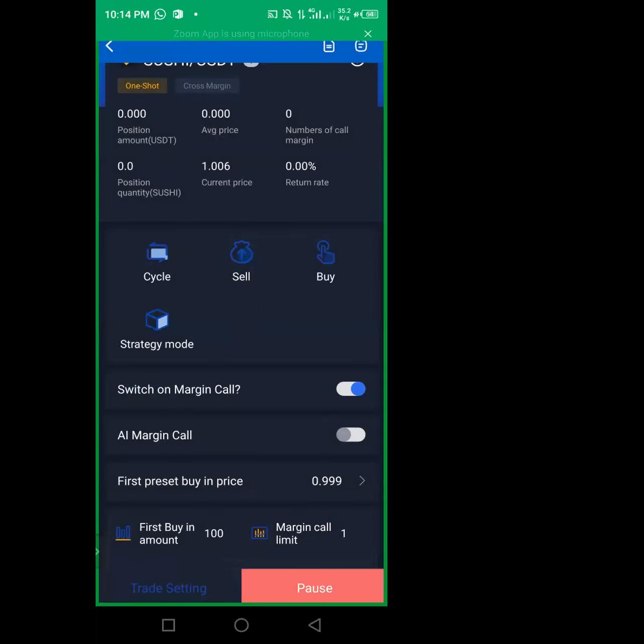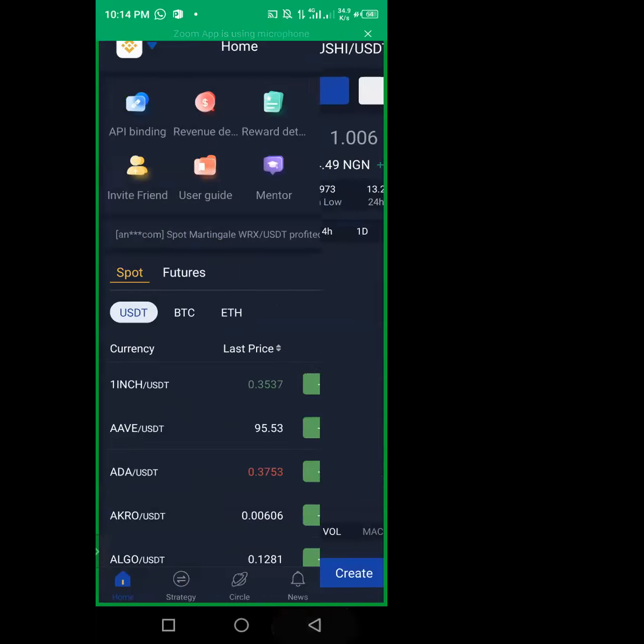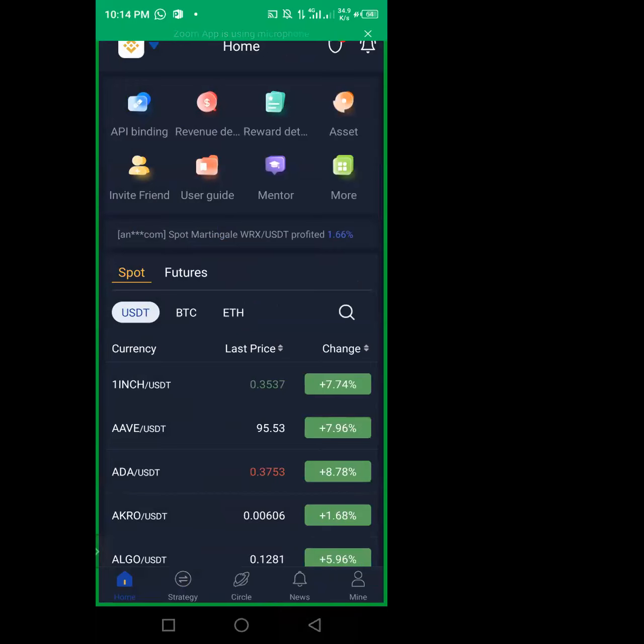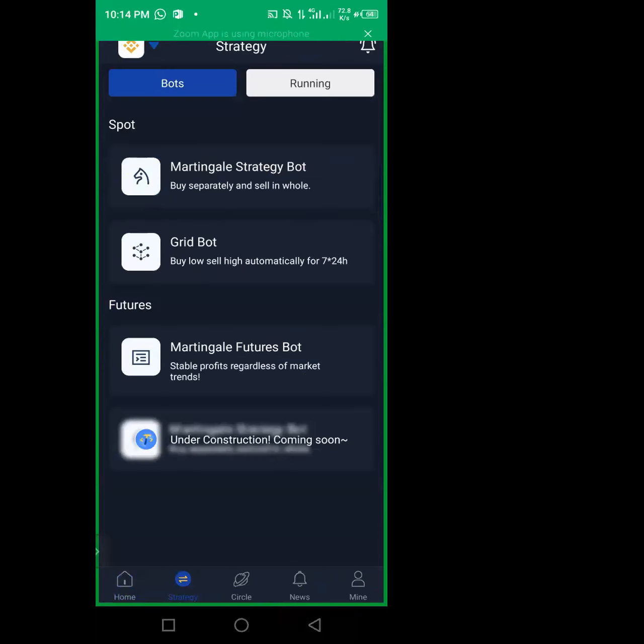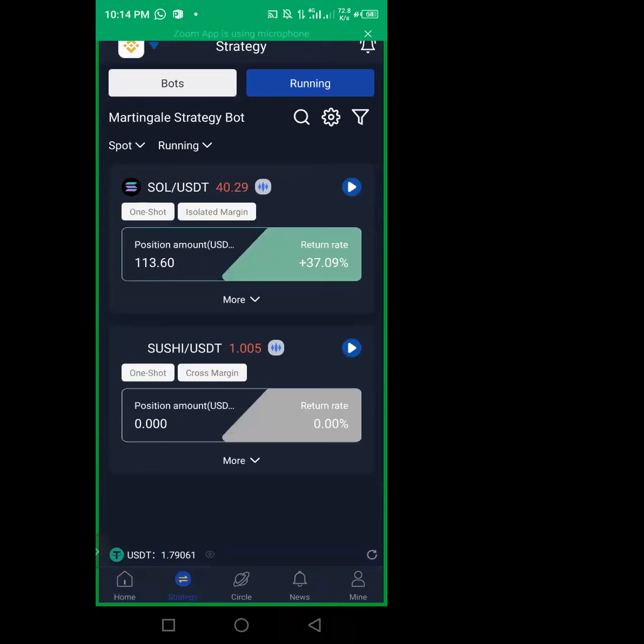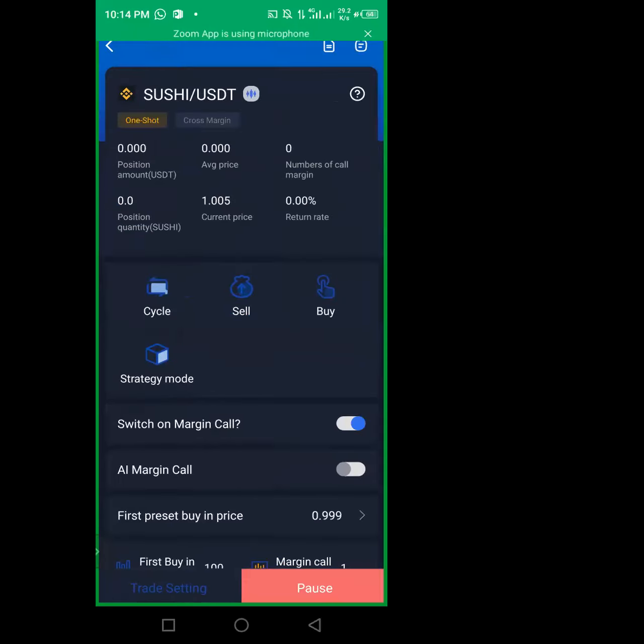You understand? So if you go back to your strategy page, you click on running. It will show how the signal looks. It means that this sushi trade has not started. It will wait until the price of the sushi drops to 0.999. That is when this coin will start the sushi trade. So I hope you are following.